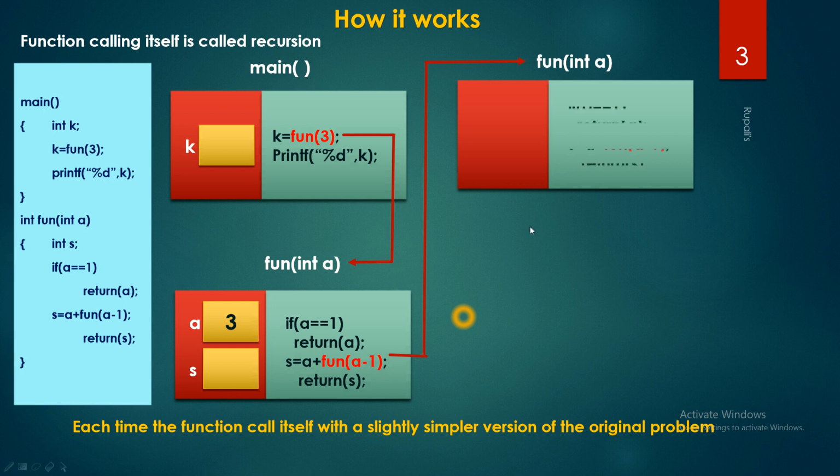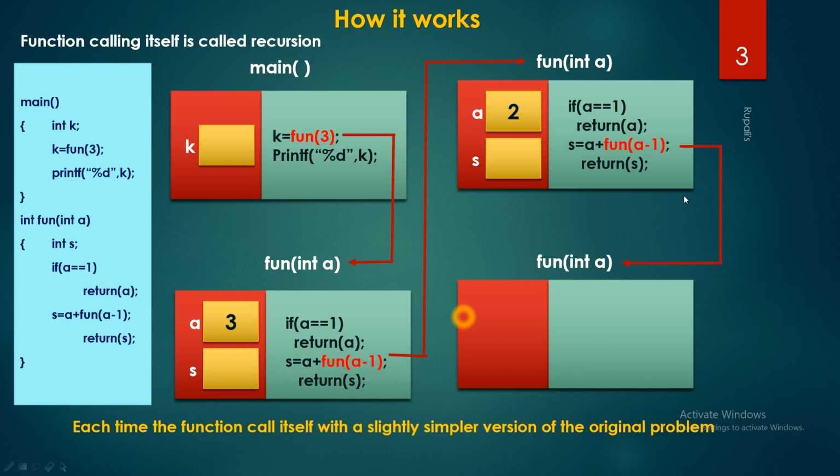Again it calls the fun function. Now these are the code. And what is the value of a now? For fun(a minus 1), what was the value of a? It was 3, so now the value is 2. Now see, is a equals 1? No, it is 2. So again it comes here and calls the fun function again. So what is the value now? The value is 2 minus 1, that is 1. Now the value of a equals 1. So these are the codes, and a is now 1.